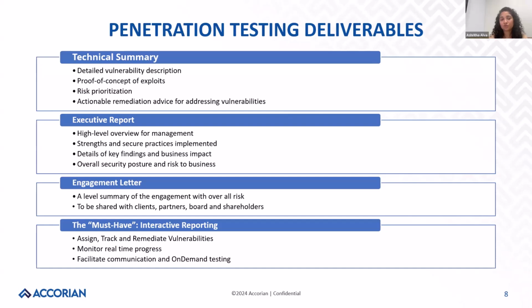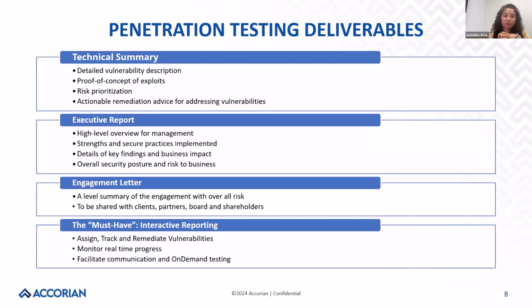Ensure that there is proof of concept for every exploit or vulnerability that's identified. Risk prioritization, again in the context of what is being tested, and remediation advisory at the least. It's great to find vulnerabilities, but if you don't know how to fix them, it becomes a challenge. So make sure it's important to have all of these technical bits in the report.